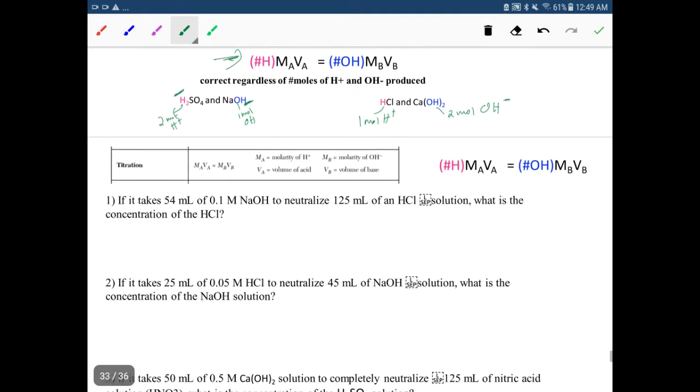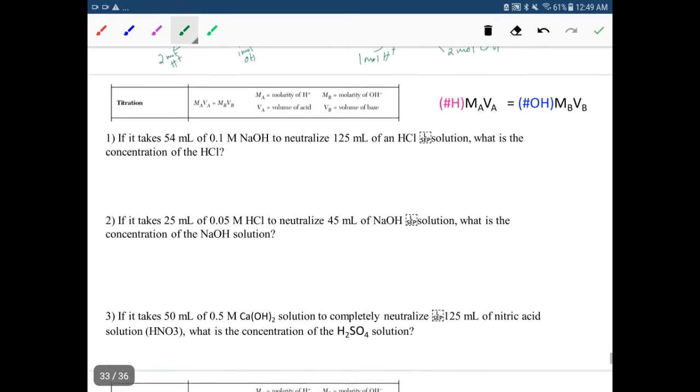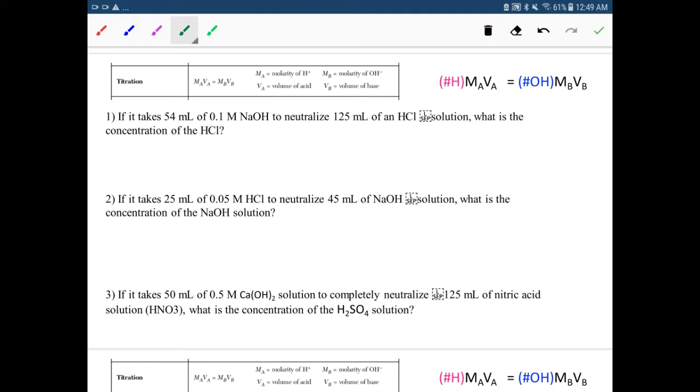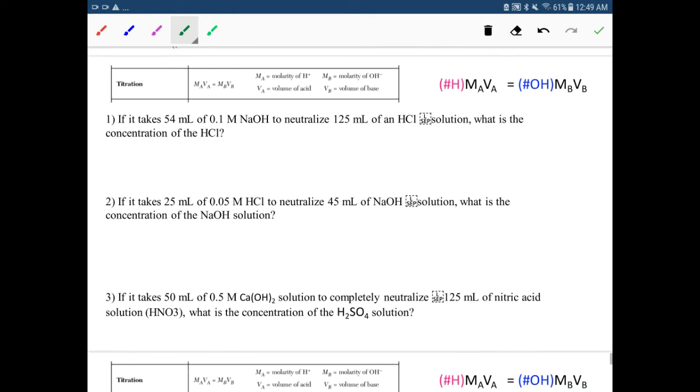Okay, so I have both formulas right here for titration, and I'm gonna do some examples. Alright, so let's look at this question here. The first one says, if it takes 45 milliliters of 0.1 molar NaOH to neutralize 125 ml of HCl solution, what is the concentration of the HCl?